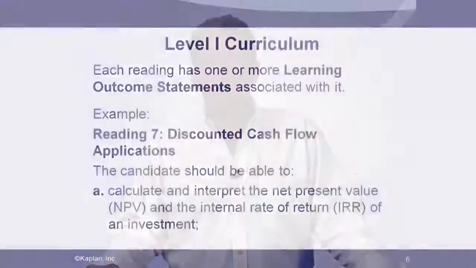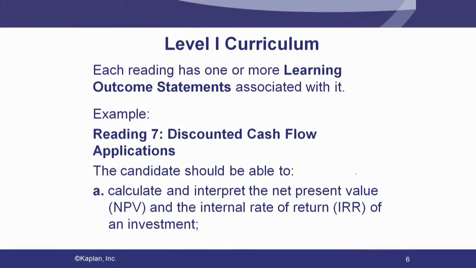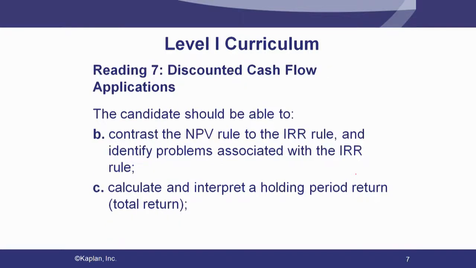So 12% of the exam questions and points will be based on these learning outcome statements from quantitative methods. So let's take a look at the individual learning outcome statements. As an example, we've got reading 7 here, discounted cash flow applications. And the learning outcome statements say candidates should be able to calculate and interpret the net present value and internal rate of return of an investment. LOS 7B, contrast the net present value rule to the internal rate of return rule and identify problems associated with the internal rate of return rule. And LOS 7C, calculate and interpret a holding period return or total return.